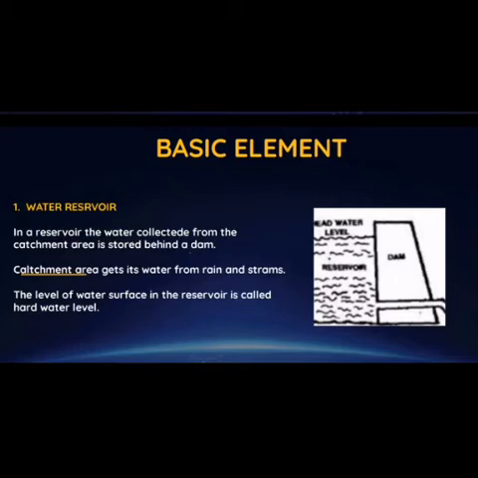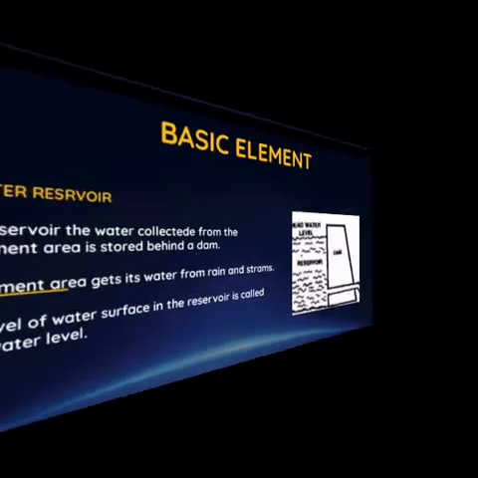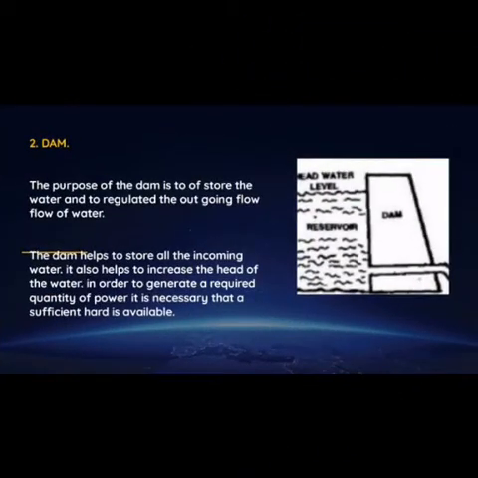First, water reservoir. In a reservoir, the water collected from the catchment area is stored behind a dam. Catchment area is the area that receives water from rain and streams. The level of the water surface in the reservoir is called the full water level, and this is the reservoir diagram.